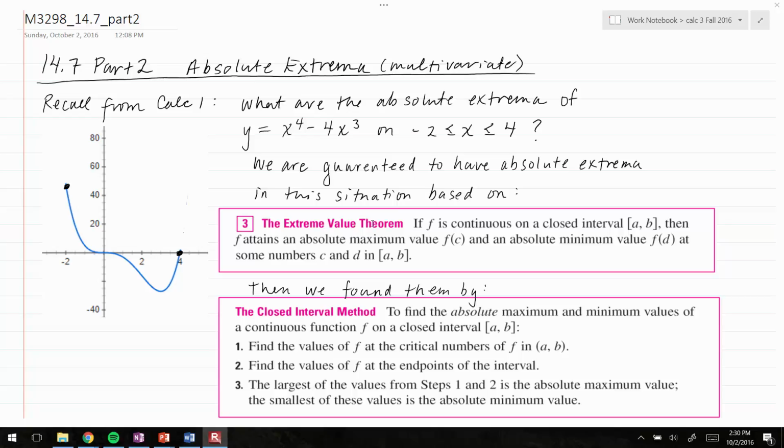Okay, we're continuing on in section 14.7, and I'm calling this part 2. It is not on exam 2, and it is the start of the exam 3 material. So here we're going to talk about finding absolute extrema.